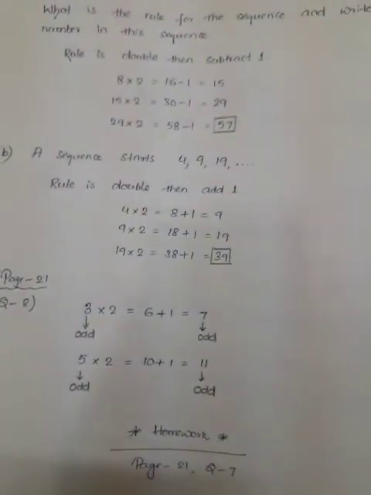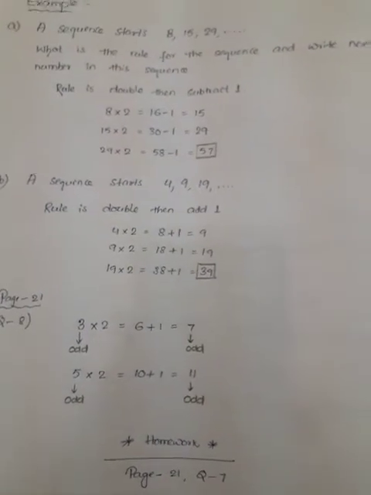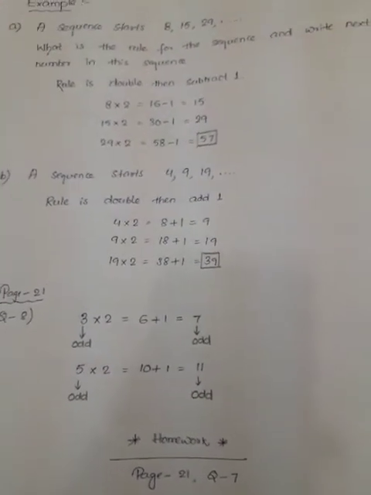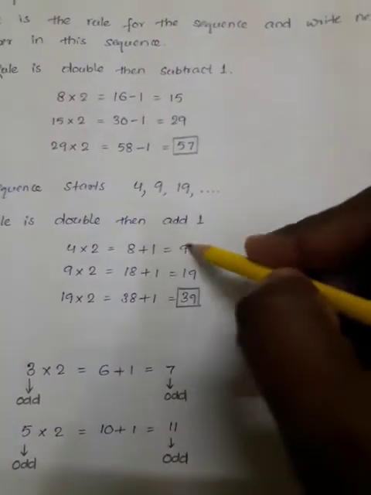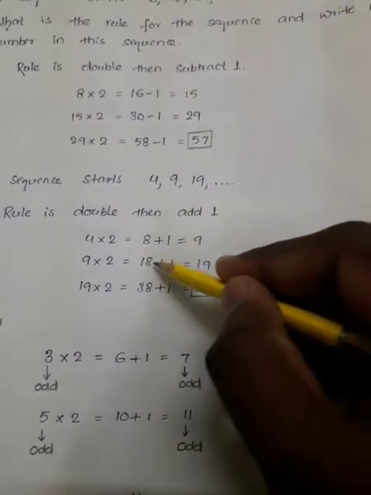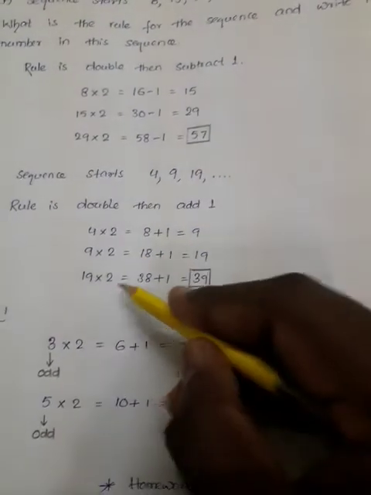Here a sequence start from 4, 9, 19. What is the rule here? Rule is here double then add 1. So 4 multiplied by 2 how much? 8, then plus 1 how much? 9. 9 multiplied by 2 is 18, then plus 1 is 19. 19 multiplied by 2 is how much? 38, plus 1 is 39.